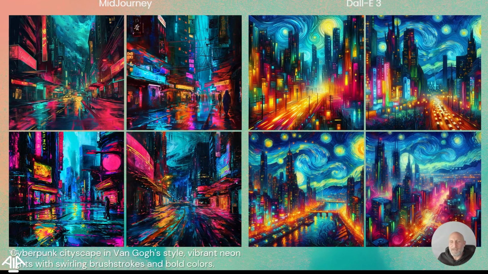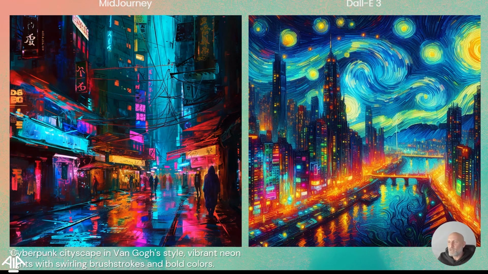The next prompt is cyberpunk cityscape in Van Gogh style, vibrant neon lights, and swirling brushstrokes and bold colors. The idea here is to check the artistic concept that the model can generate, and you can see that Dall-E nailed it a bit more when it comes to the Van Gogh style. You can immediately realize that it's a Van Gogh generation, while Midjourney stuck more to the concept of the vibrant neon lights and the cyberpunk cityscape. Both images are very nice, but I think that Dall-E nailed it when it comes to the Van Gogh styling. Midjourney did a less good job.